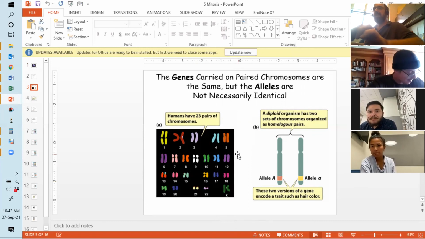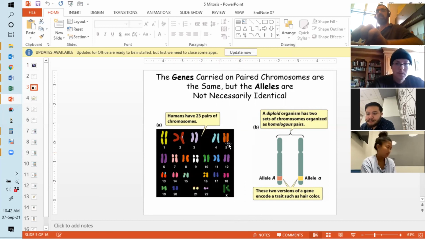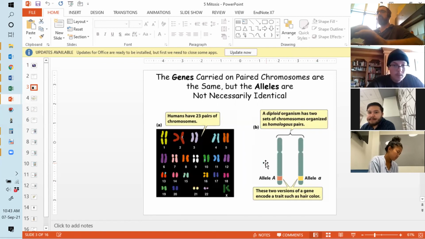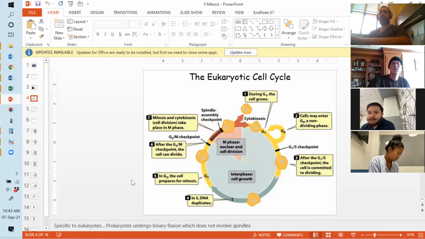So we've got 23 pairs, so 46 total. 23 from one parent, 23 from the other parent. And they are the same size. Rack them up, they look about the same. They have the same genes. They do not necessarily have the same alleles. It just depends on your genotype for that gene. So this individual is heterozygous, has 2 different alleles. It may be homozygous, dominant or recessive, for other genes. Depends on what you're looking at.